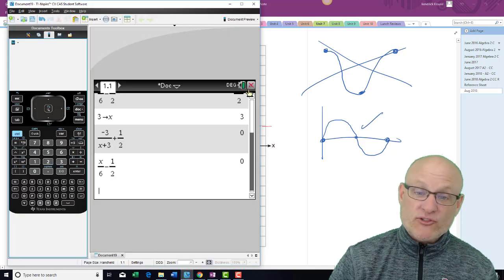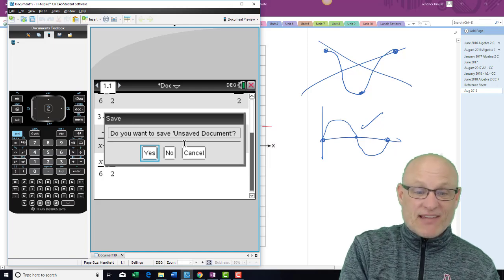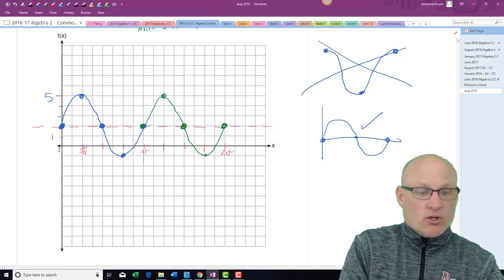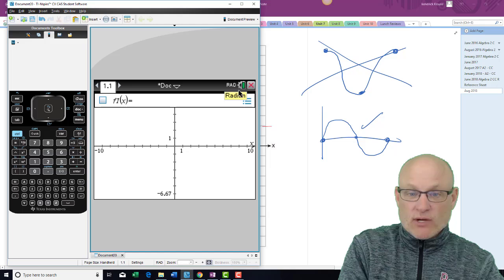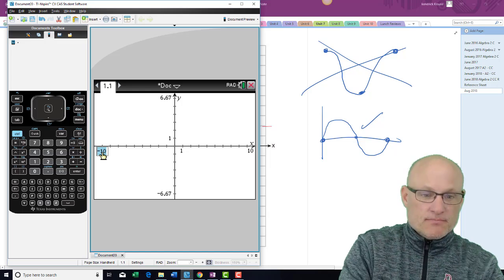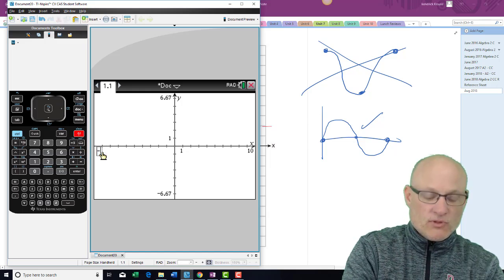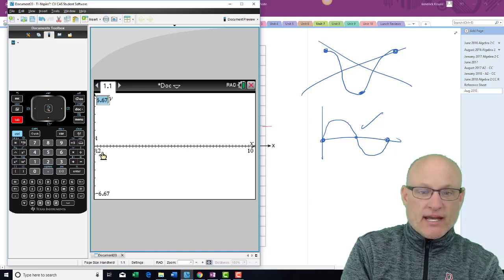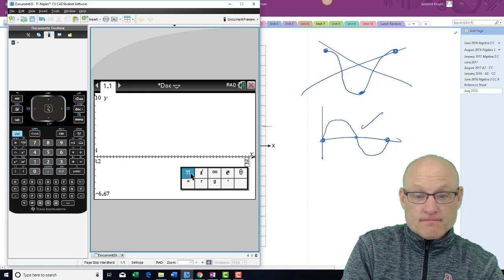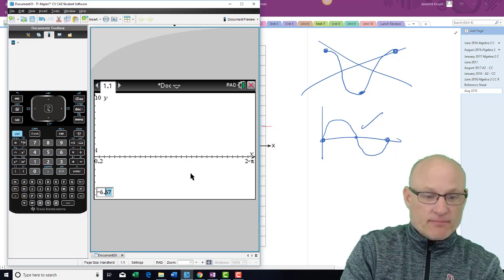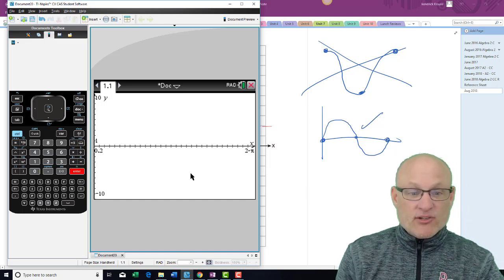So what we're going to do is set up our window so it looks exactly like this one. So here, I'm going to go back over here. 1, 2, 3, 4, 5, 6, 7, 8, 9, 10. And we want to go from 0 to 2 pi. So let's go to graph mode. You got to make sure you're in radians. I'm going to make this 0, and this 10, and this 2 pi, and this negative 10.